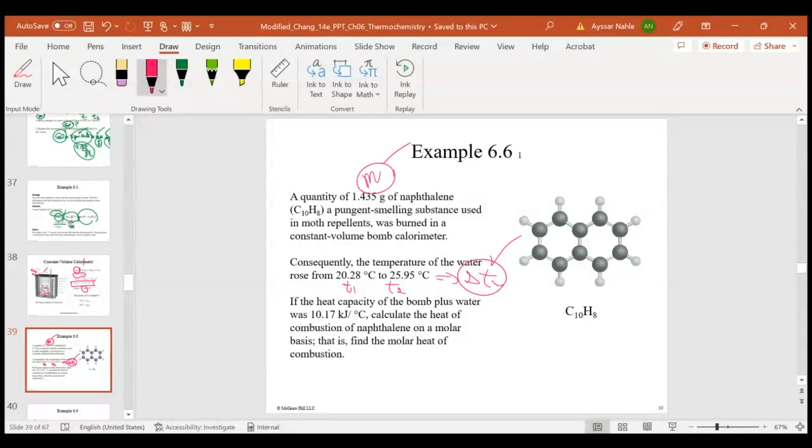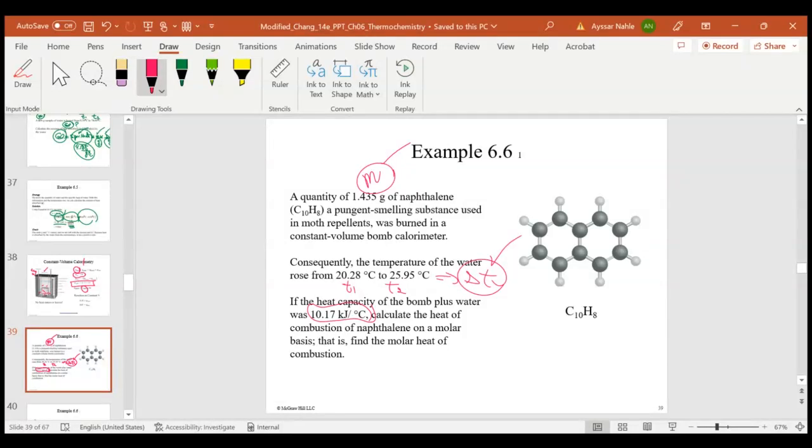I know the mass in here. Now they give me the heat capacity, not the specific heat. If the heat capacity is equal to whatever kilojoules per degree Celsius, calculate the heat of combustion of the naphthalene on a molar base. Meaning, tell me how much heat per mole.